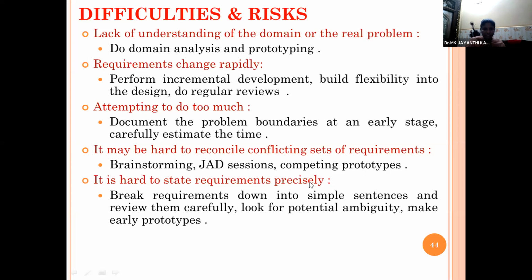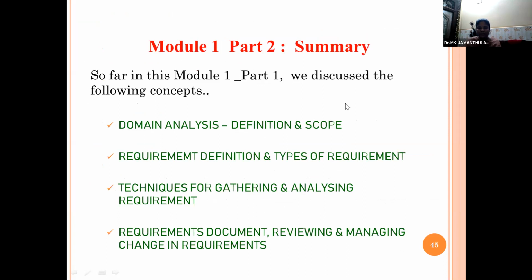It is hard to state requirements precisely. Break requirements into simple sentences and review them carefully. Look for potential ambiguity and make early prototypes. So we should specify all our requirements in a precise manner so that they can be easily implemented in our project. These are some of the difficulties we may face during the requirements analysis process.